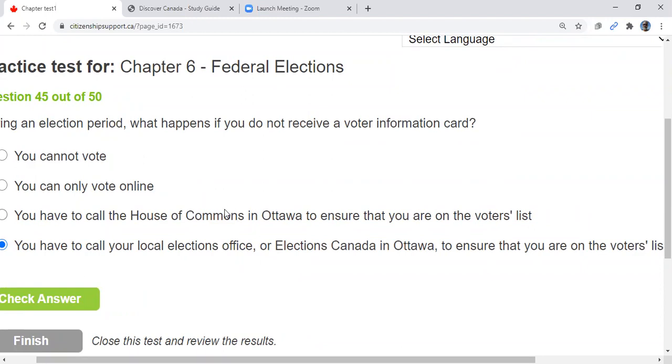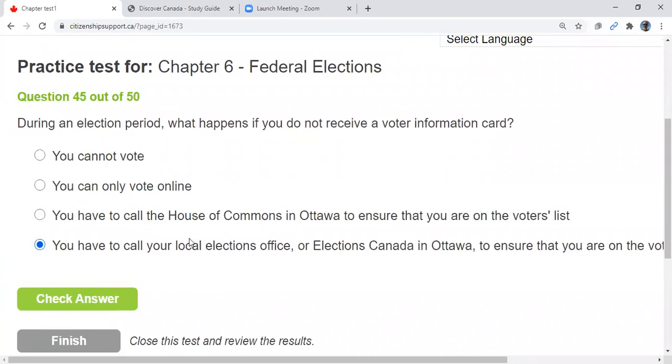So yeah, the House of Commons is the government. So you have to call Elections Canada. They run all the elections. Or you just call your local office. There'll be one in Kitchener and Waterloo. Okay, good.